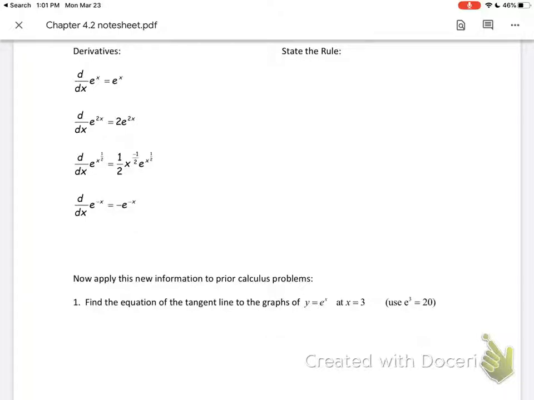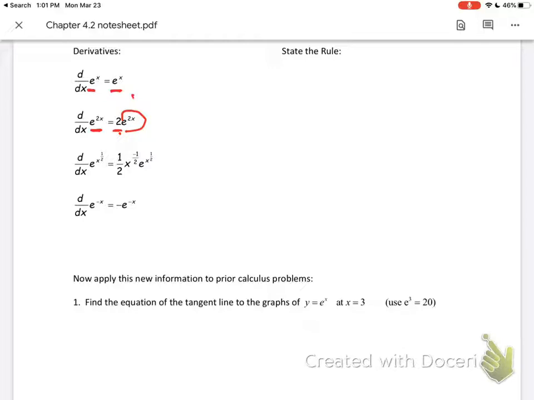So I've taken the derivative. The derivative of this function, e^x, is e^x. Okay? So that's interesting. Now look at this next one. The derivative of this function, which is e^(2x), is now 2 times e^(2x). The derivative of e^(x^(1/2)) is 1/2 x^(-1/2) times e^(x^(1/2)). And lastly, the derivative with respect to x of e^(-x) is -e^(-x).